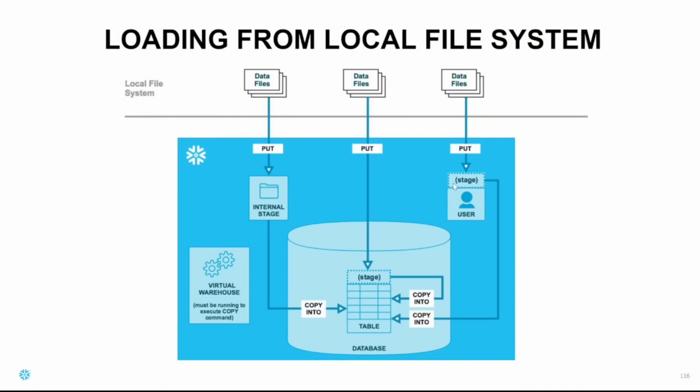So if you want to leverage that particular one, you can put that file into the user stage, and from that user stage, you can use the copy command to load the data into this particular table. So these are the three ways we can load the data from a local file system into our table. The most preferred way is to use the internal stage. Put the data files into an internal stage, and from there you can just run a copy command and load into the table, which you have seen in the previous videos.